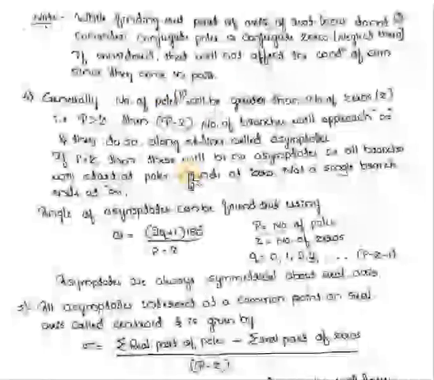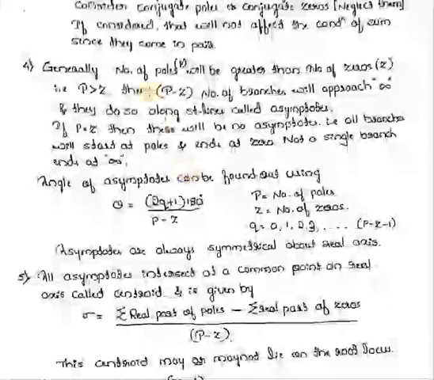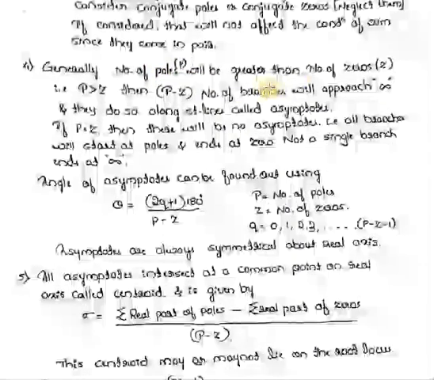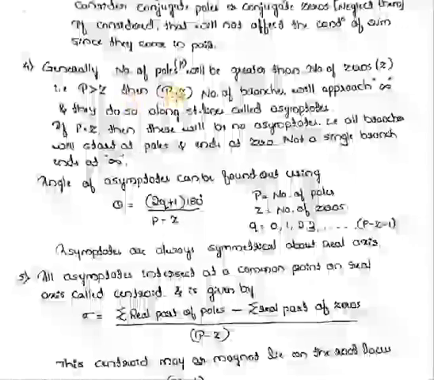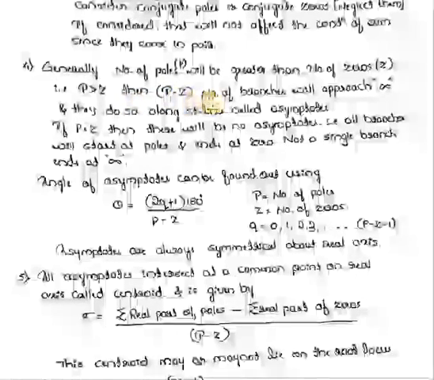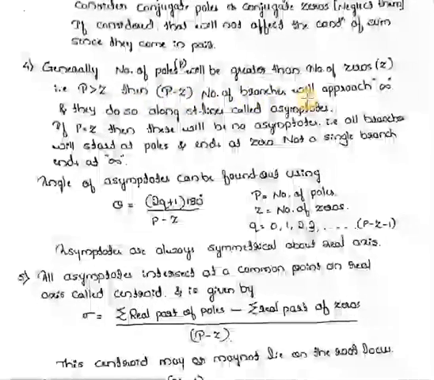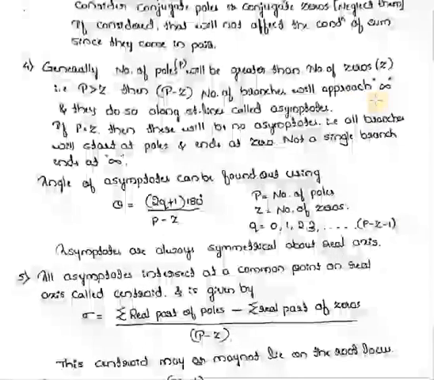Then the next rule is, generally the number of poles, that is p, will be greater than the number of zeros. That is, if p is greater than z, then p minus z is the number of branches that will approach infinity.